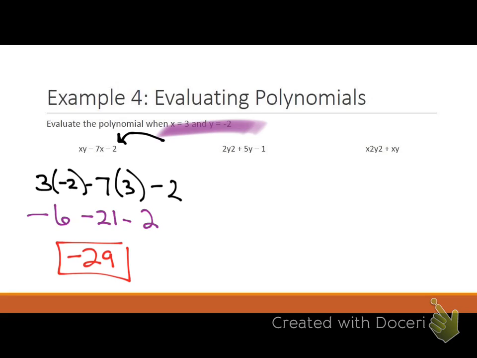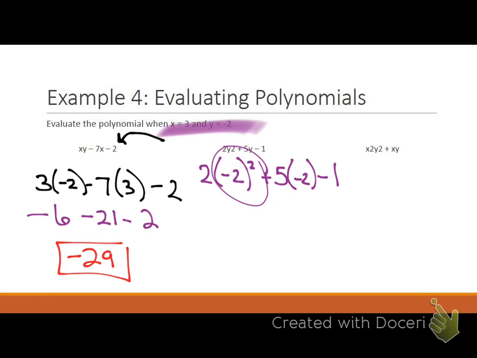Make our substitutions, and that's an exponent. So 2 times -2 squared plus 5 times -2 minus 1. What do you think is going to be important here? Your exponent, because you are squaring a negative number. Could you do that in your head, -2 squared? Yeah, what's -2 squared? +4.